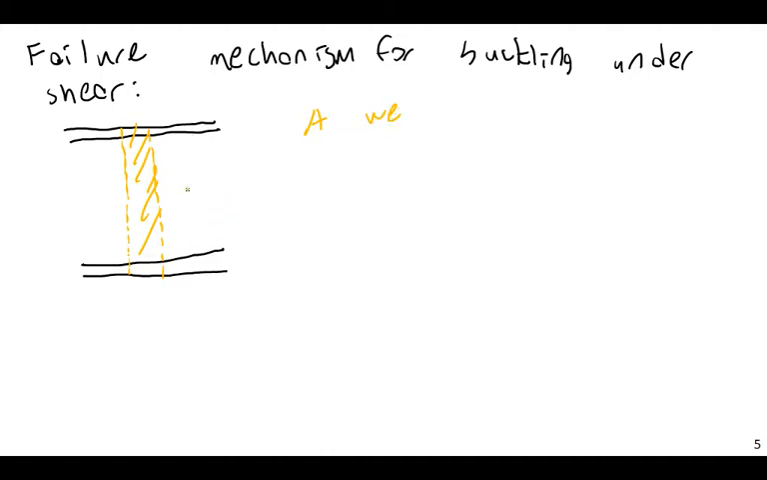So if I look at the shear here, I'm drawing the web over some width. A web is effectively a rectangular column of some width with a thickness equal to the web thickness.